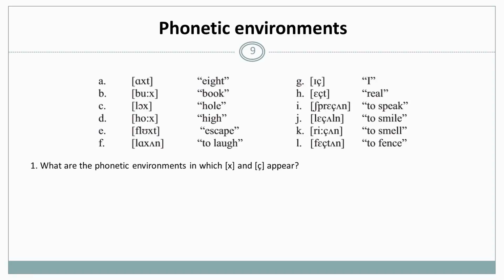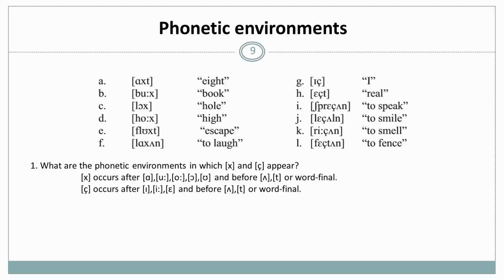So now we can ask ourselves, what are the phonetic environments in which ch and ch appear? So we find ch always occurs after a, u, o, or u, and before e, t, or its word final. And the ch always occurs after I, or e, and before e, t, or its word final again.